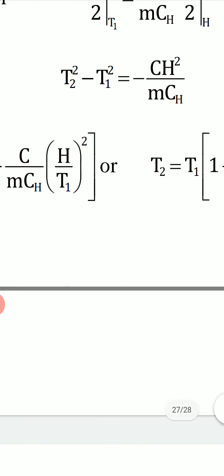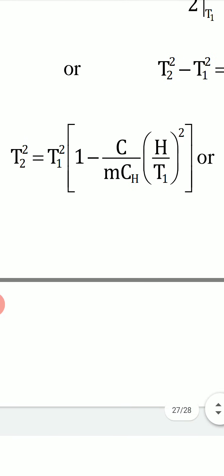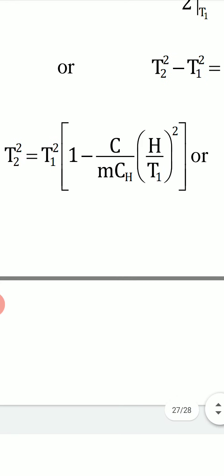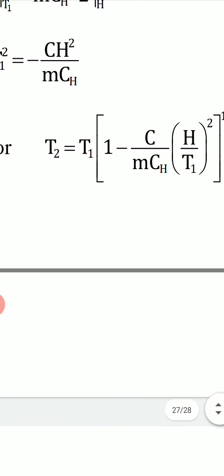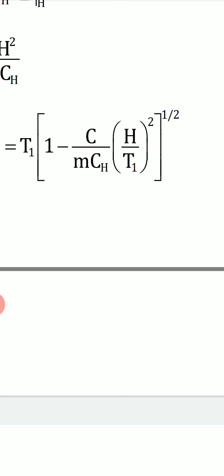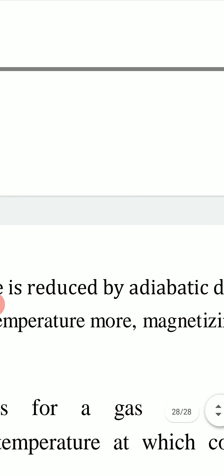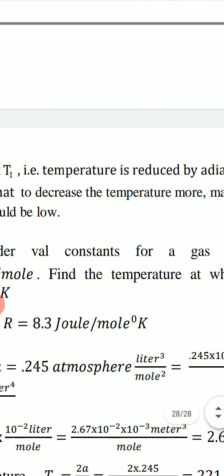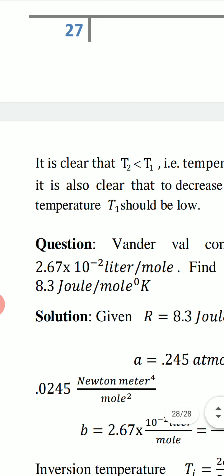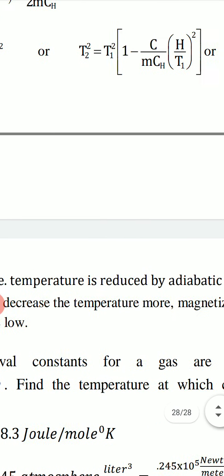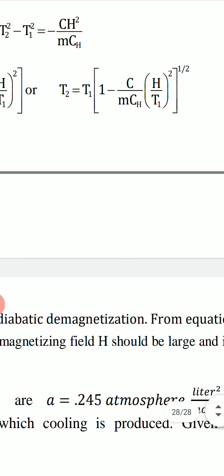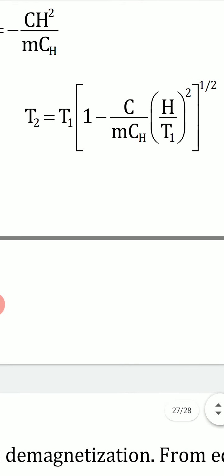Or if we take its square root, then we find the value of T2. T2 is equal to T1 into the square root of 1 minus C upon m C_H into H square upon T1 square. It is clear that T2 is less than T1. T2 is less than T1 because on the right hand side we have T1 into 1 minus something.